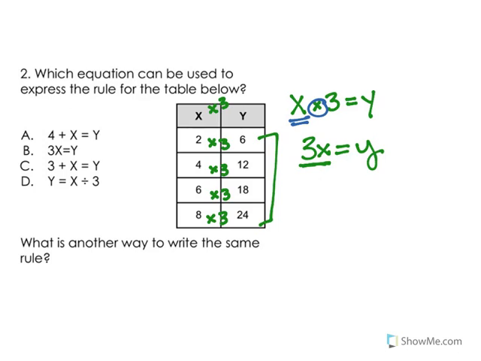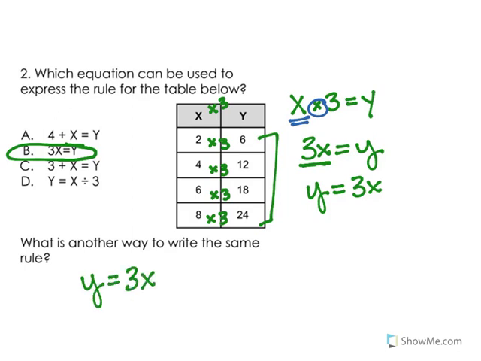So 3x equals y is my answer. I could also write this as y equals 3x. When I look at my answer choices, the only one that shows me 3 times x or 3x is B. So the two ways we can write this were 3x equals y or y equals 3x. Both are correct because they're both showing us how to solve for y.